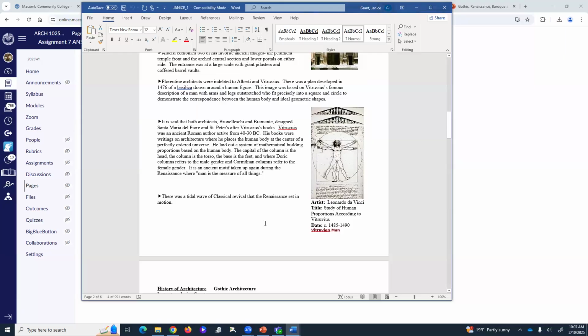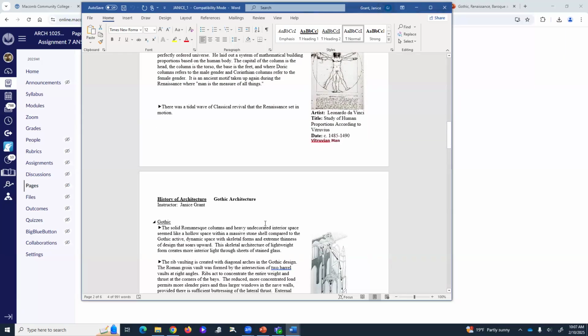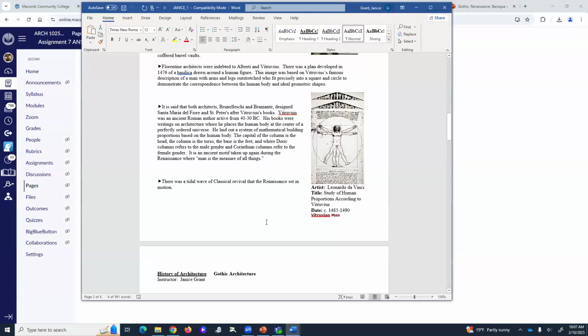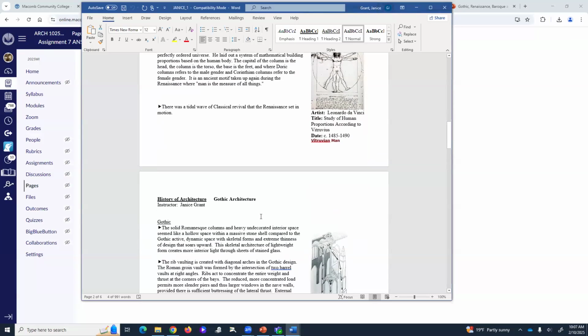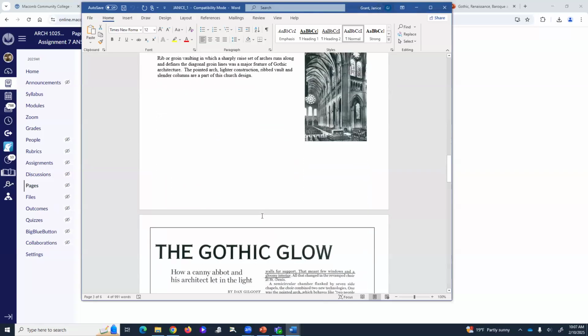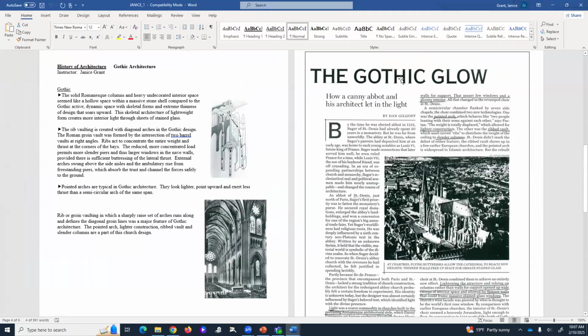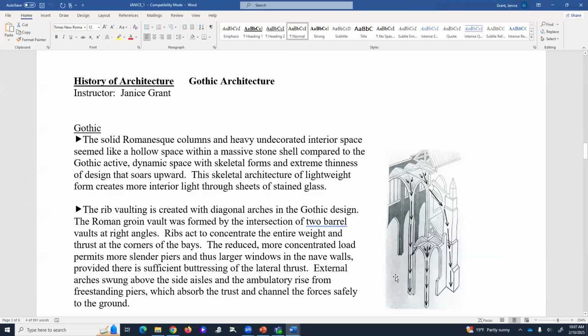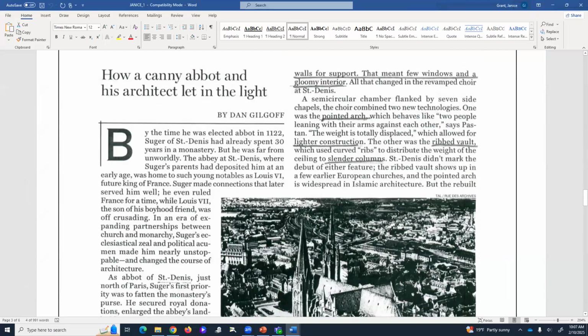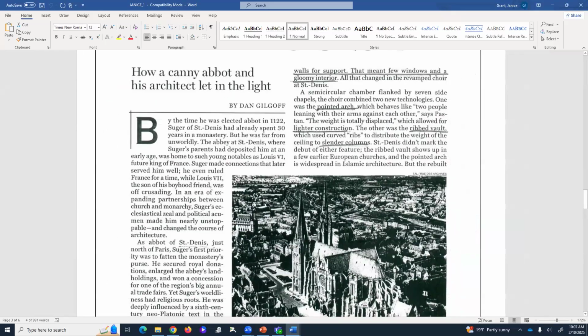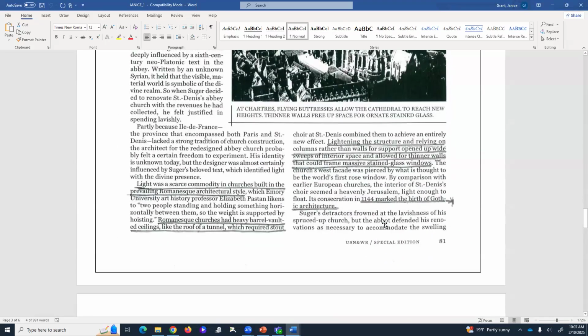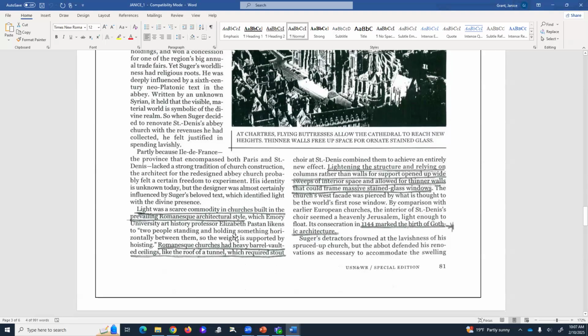Okay, so I talked about Leonardo da Vinci. Leonardo da Vinci was quite an engineer also. A lot of sketches, I think I included in the PowerPoint. Pointed arches and an article here. Maybe I'll post this article, Gothic Glow. This is one of the best articles that I've seen on the Gothic style. This is an example of it.